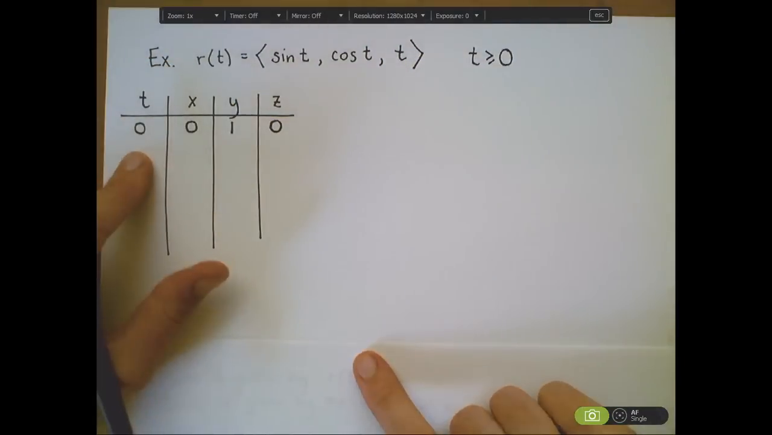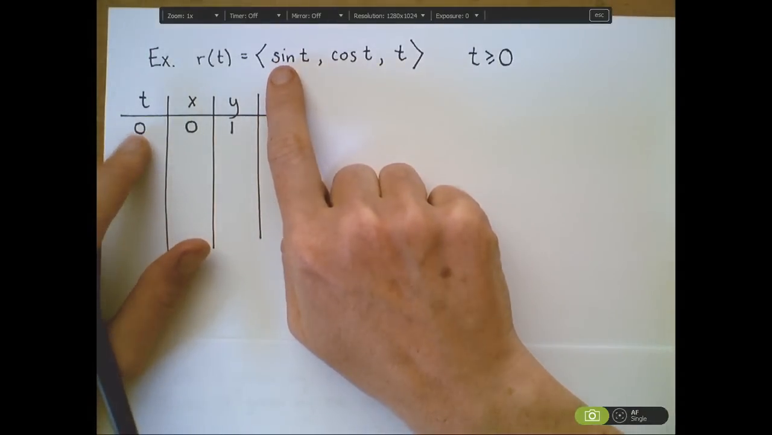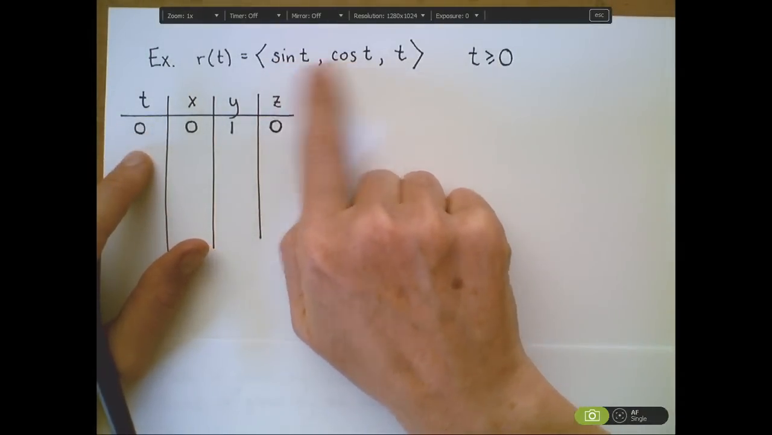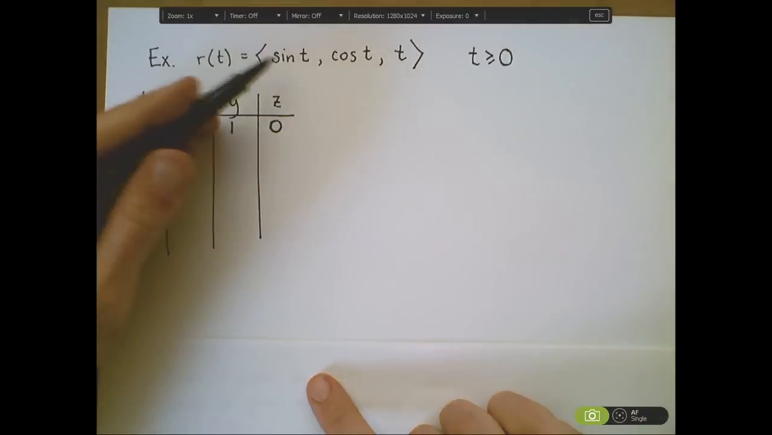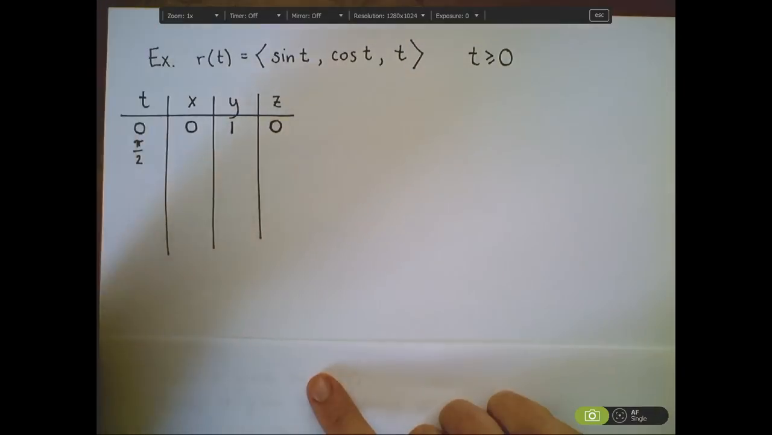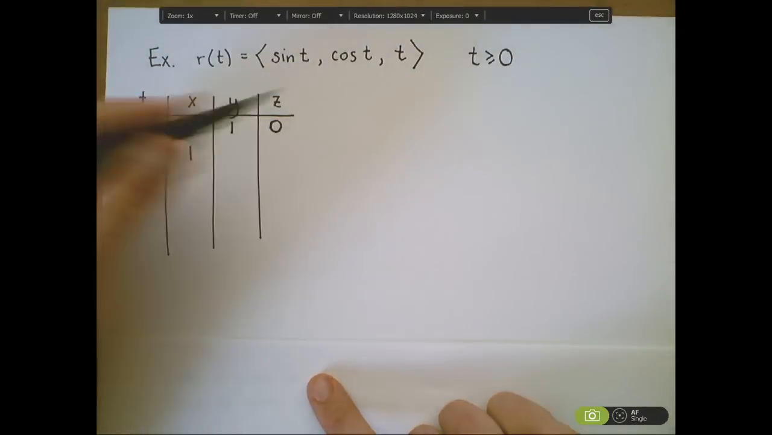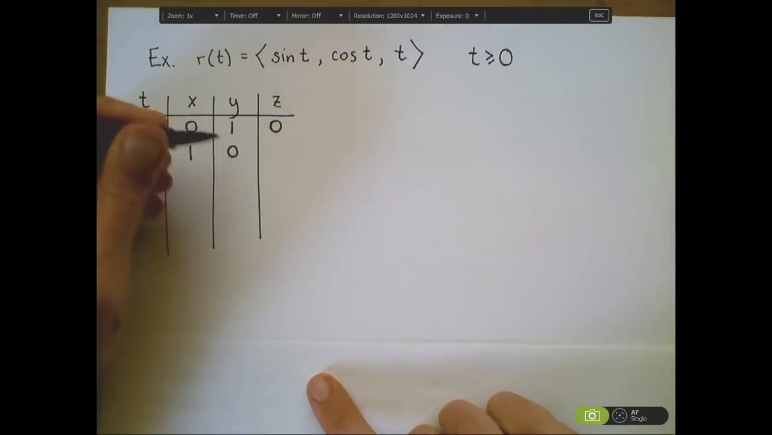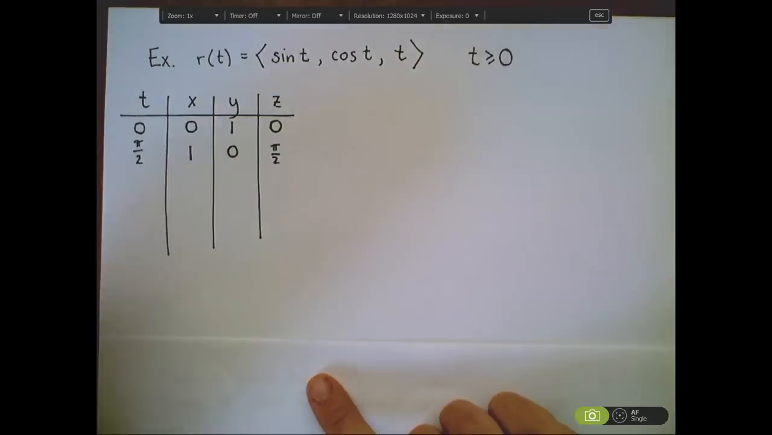So the next value of t that I plug in, I could choose a half, I could choose any value that I want. If I choose 1 or a half, those make messy numbers for sine and cosine, so I'm going to use values that I like. With my next value, I'm going to choose pi over 2, just because I know that the sine of pi over 2, I've moved along the circle until I get to 1. The cosine of pi over 2 is 0, and pi over 2 is my z.